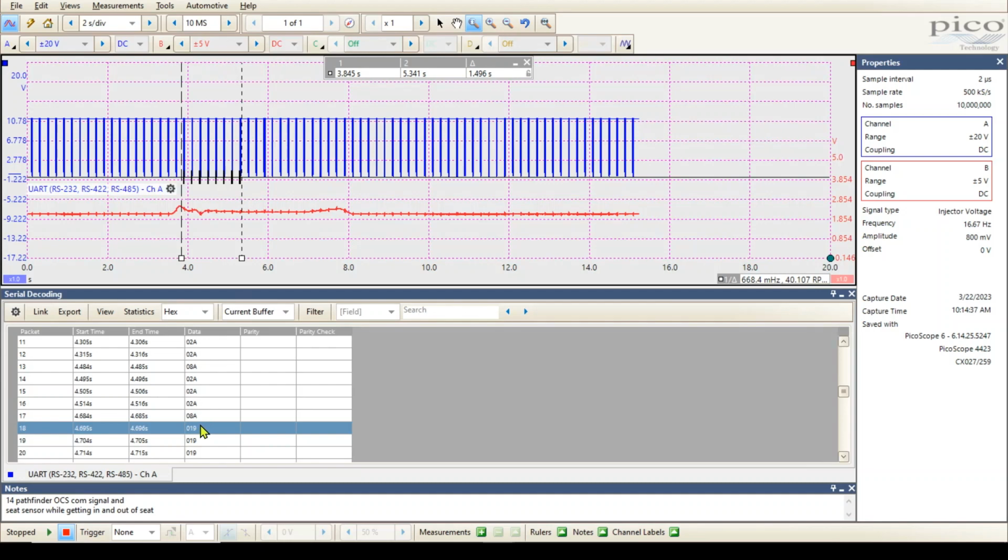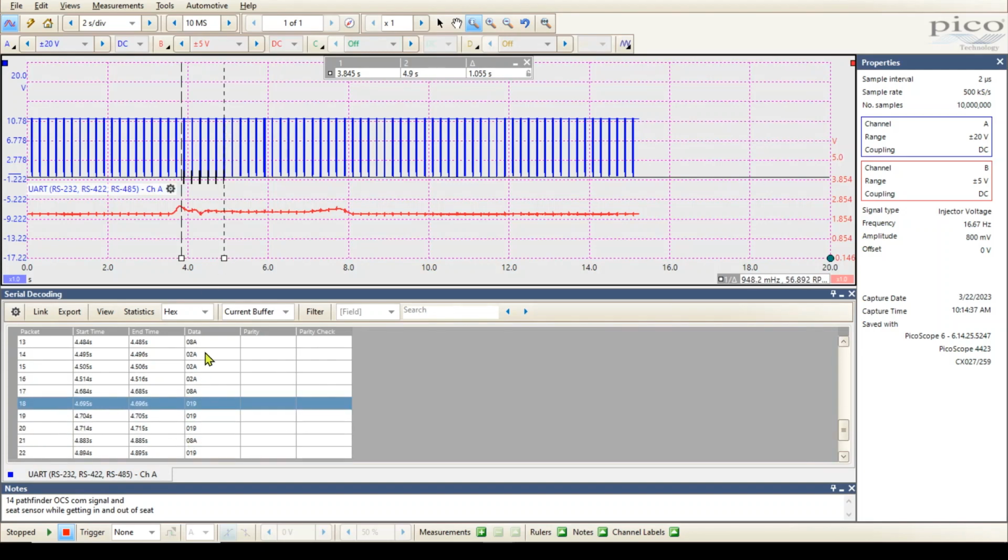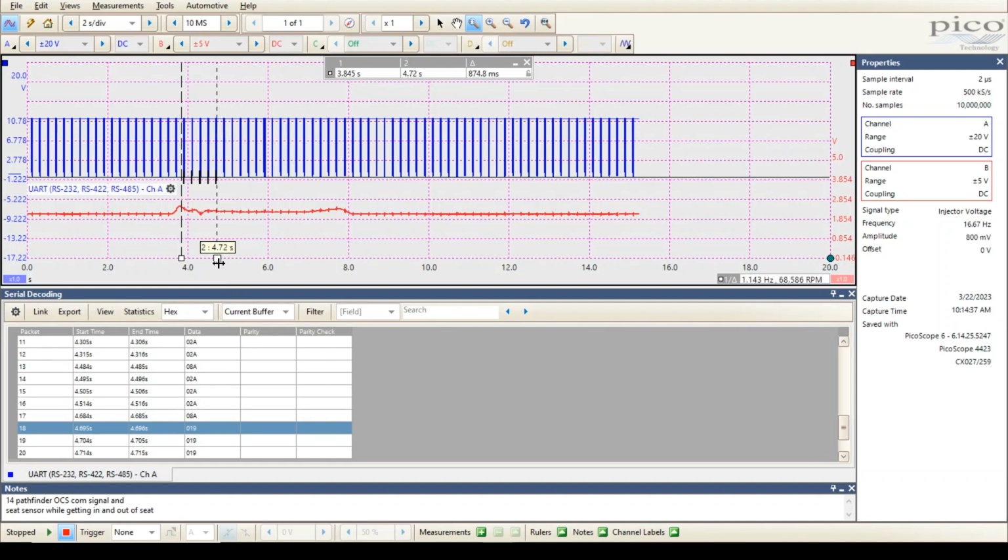So I've got a bunch of O2s. I've got O2s, which is seat empty, to O19s right around packet 18. So let me keep moving this in. So there's packet 22. Let me move it in a little bit more. Right about O2. I mean, I'm going to call that close enough. So roughly by the time I climb in that seat to the time the data changes is a little under a second.